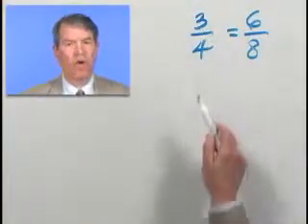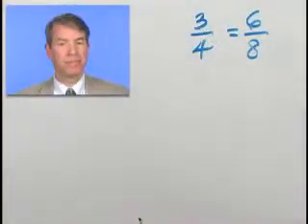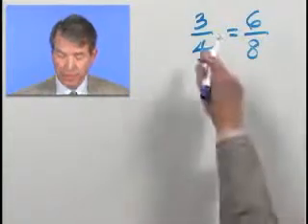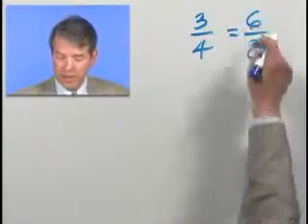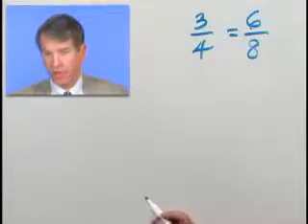How do you use proportions? Proportions are basically equal fractions, fractions that are equivalent to each other. Here's an example. 3/4 equals 6/8. We know that's true, that these proportions are correct, because we can reduce 6/8 to 3/4.